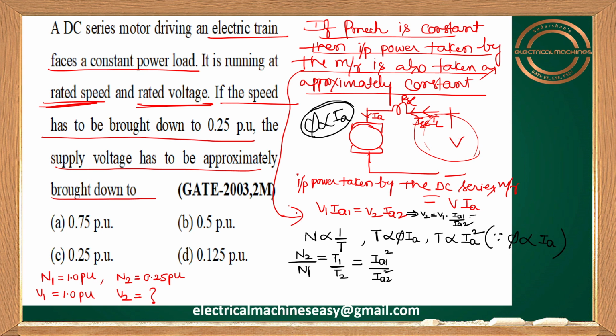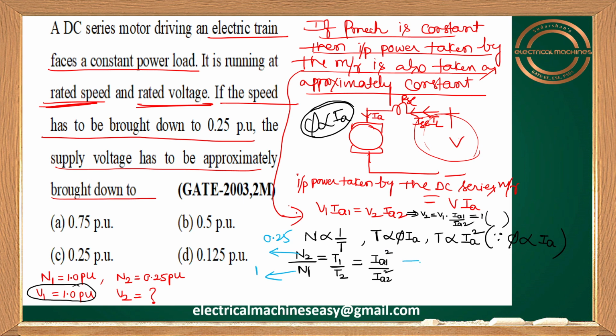So I think you know the V1 value. How much has he given? He has given 1.0 per unit, no? So 1 per unit. So the thing is, here you have to find Ia1 by Ia2. If you know Ia1 by Ia2, you can find out the V2 value. So for finding Ia1 by Ia2 only, I am using this relation. So please try to see, guys. What's the value of N2 he has given in this question? 0.25 per unit. What's the value of N1 he has given? 1 per unit.